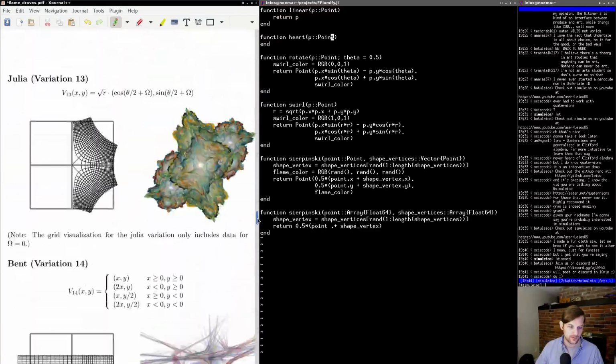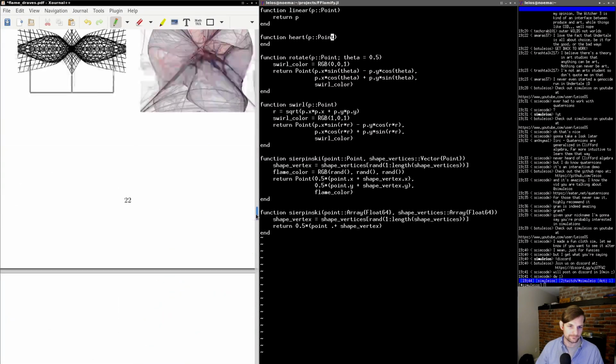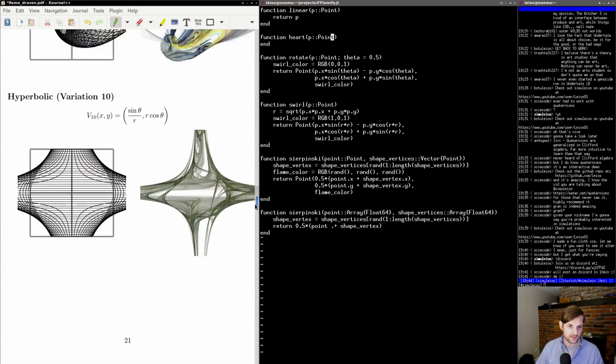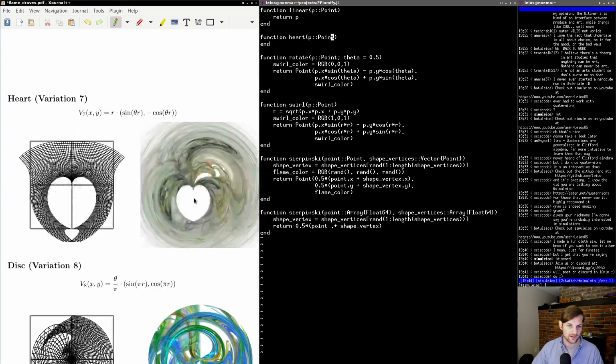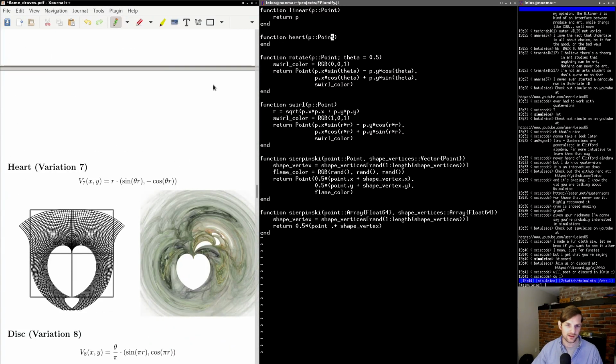Cosine, popcorn, waves, grid, Julia. We got to use that one later. Diamond, hyperbolic, spiral, disk, heart. There we go. V7, right up here. So it should just be R times sine of theta times R minus cosine of theta to R.